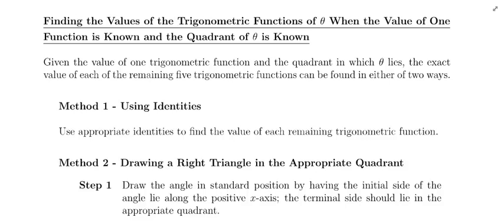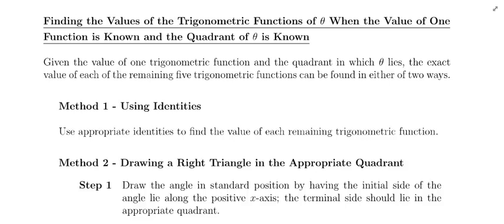So the first thing we will do in this section is discuss how to find the values of the trigonometric functions of theta when the value of one function is known and the quadrant of theta is also known. And then the other thing we will do later in this section is take a trigonometric expression and use the fundamental identities in algebra to convert it to an equivalent trigonometric expression. Okay, so that is coming up a little later.